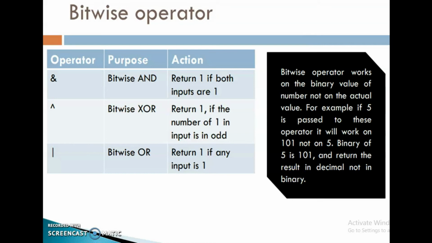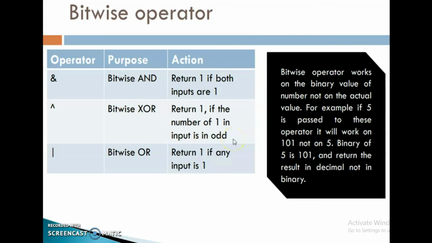These bitwise operators are working on the binary value of the number. First operator, AND, that is known as bitwise AND. Bitwise AND returns 1 if both inputs are 1. Then bitwise XOR. The symbol is caret. Which is the symbol? Caret. Returns 1 if the number of 1s in input is odd.